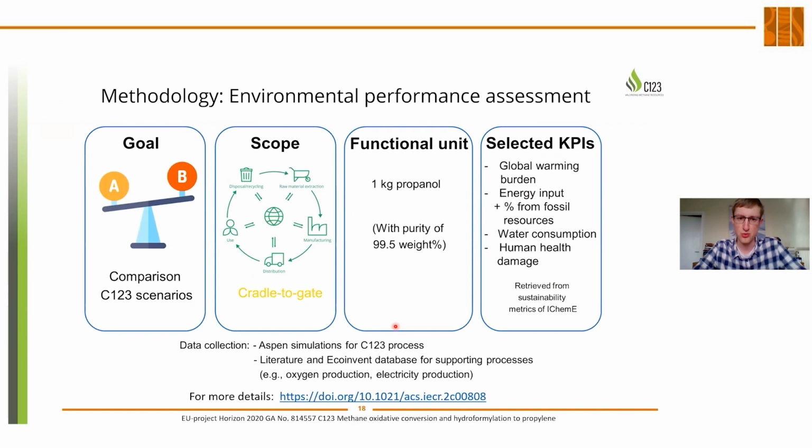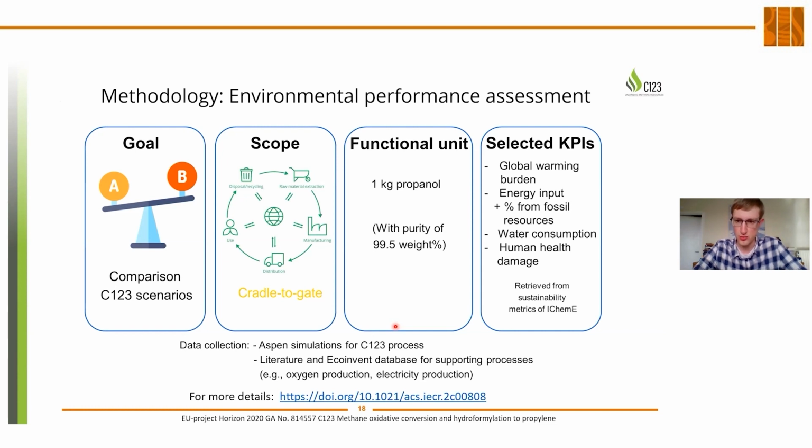So first I will explain the methodology of the environmental performance assessment more in depth. The goal of this assessment was to compare the different C123 scenarios. The scope was from cradle to gate. That means that the use and disposal of the final product is not included in the analysis. For the functional unit, we have chosen 1 kilogram of propanol, and we also assumed that this propanol has a high purity of 99.5%.